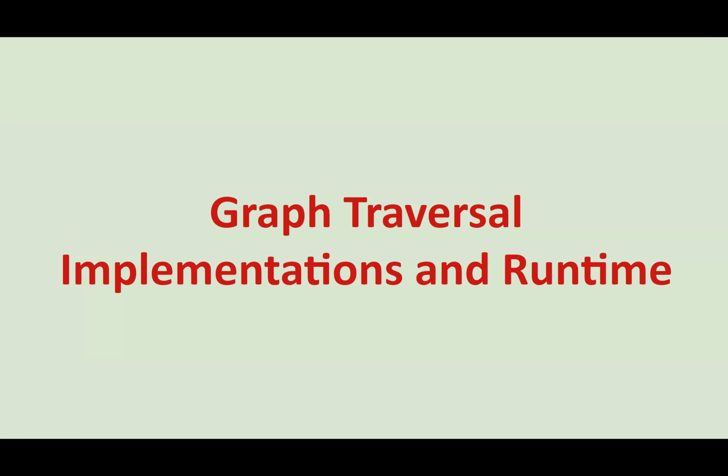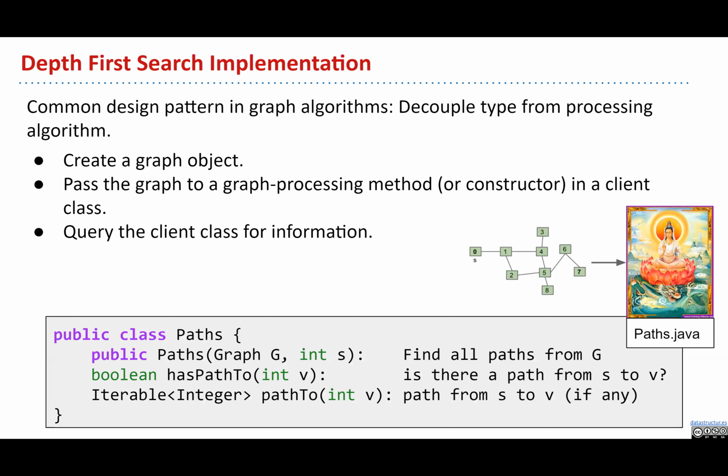Let's talk a little now about our graph traversal implementation. We have these breadth first paths and depth first paths algorithms. I want to know, how do those behave? And how are they implemented? The Princeton approach, which I think is nice, but you don't have to do this on 2B, is to decouple the type from the algorithm. What I mean by that is they have a graph class that doesn't do any kind of searches.